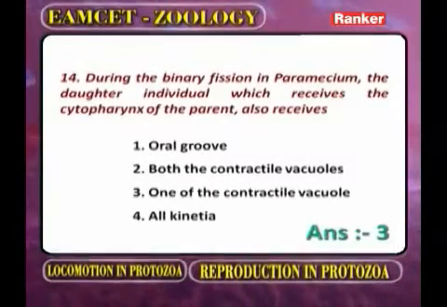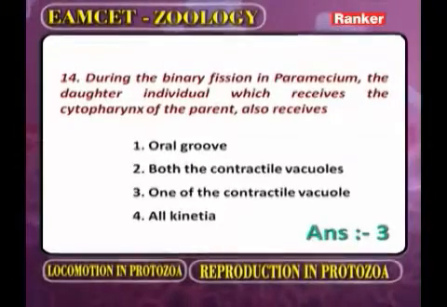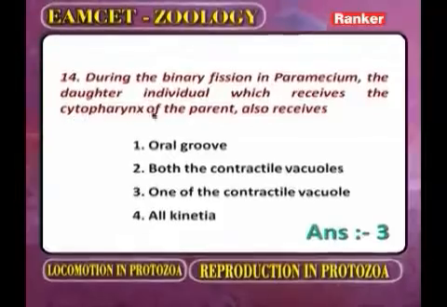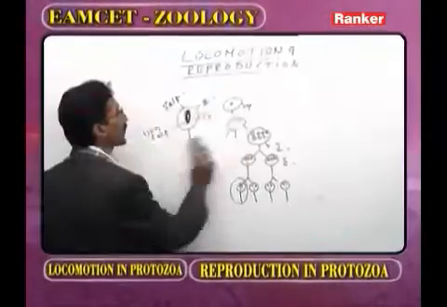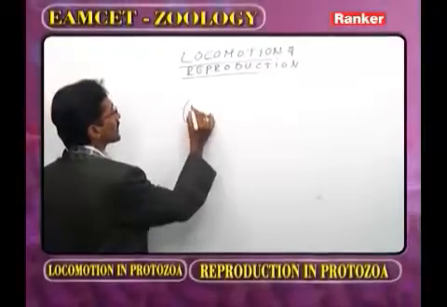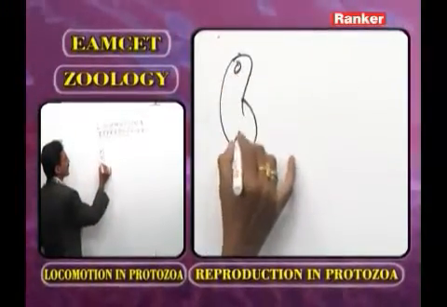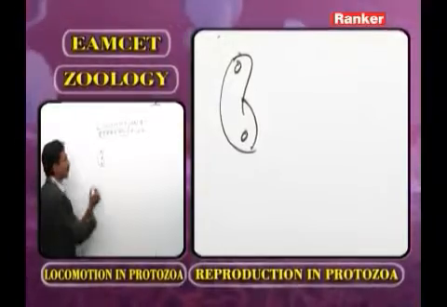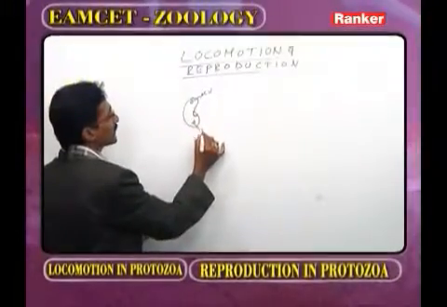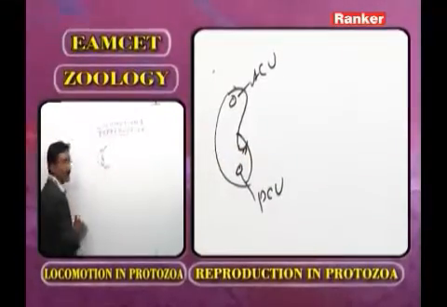Now, during the binary fission in Paramecium, the daughter individual which receives the cytopharynx of the parent also receives. Now, as we observe the asexual reproduction case of Paramecium, this is the body of Paramecium. In the body of Paramecium, this is one contractile vacuole, another contractile vacuole. This one we call the anterior contractile vacuole. This is called the posterior contractile vacuole. Now, this is called the cytopharynx.